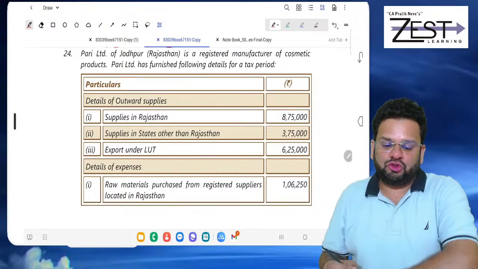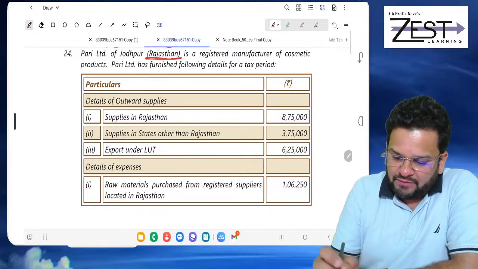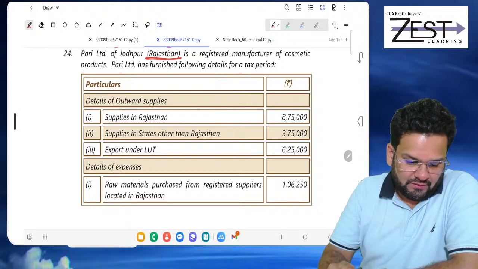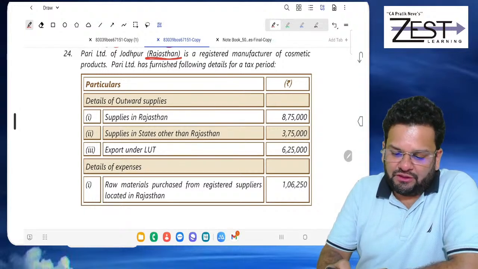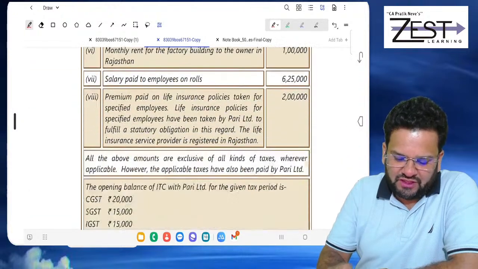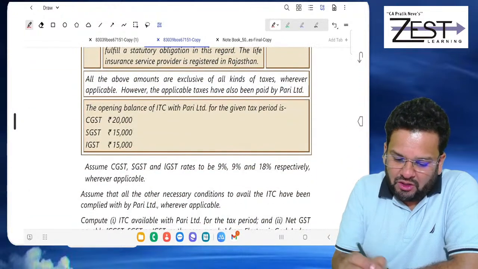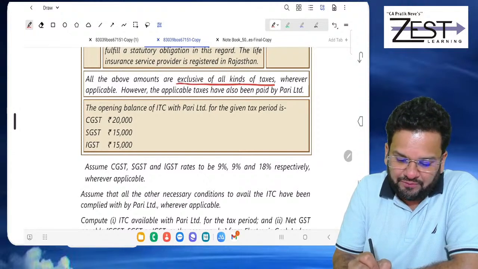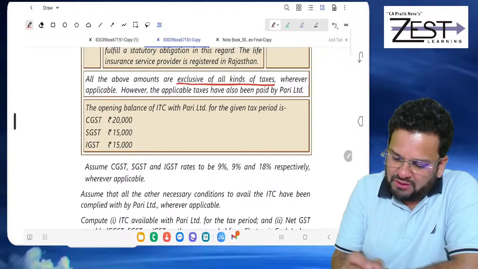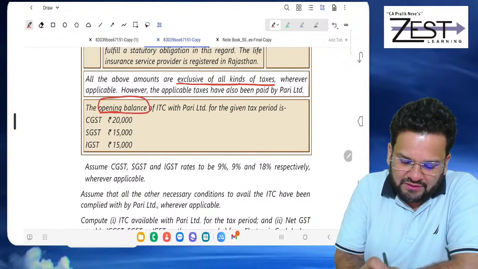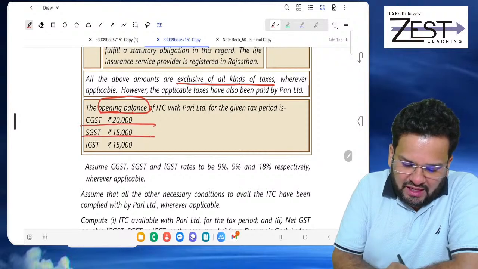P Limited of Jodhpur, Rajasthan is a registered manufacturer of cosmetic products. P Limited has furnished the following details for the tax period. So a lot of sales and purchase details are given. All the above amounts are exclusive of taxes. Applicable taxes have been paid by P Limited. Opening balance is also there of ITC. All C, S and I.